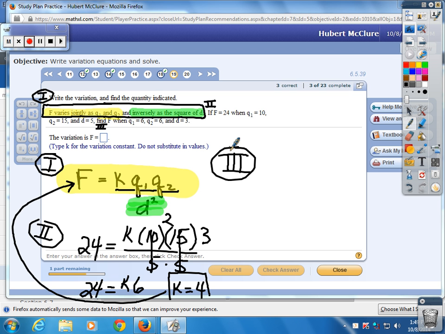So F is equal to 4 times Q sub 1, Q sub 2 over D squared. And I'm going to take my highlighter and highlight this 4 in magenta, and that's this right here. So I just took that 4 and plugged it in for that K right there.